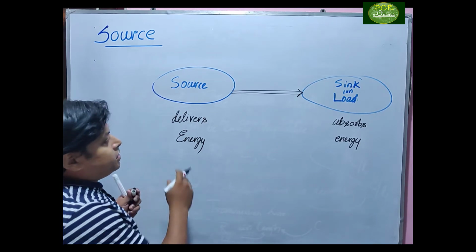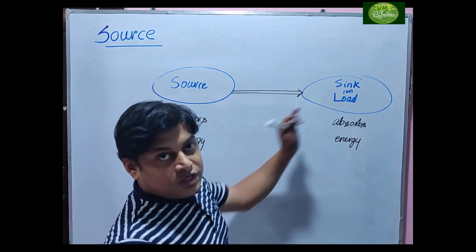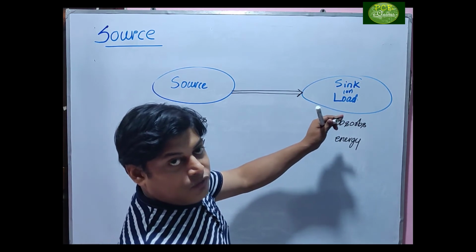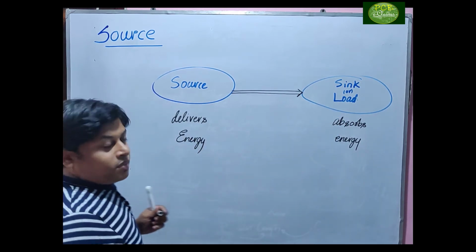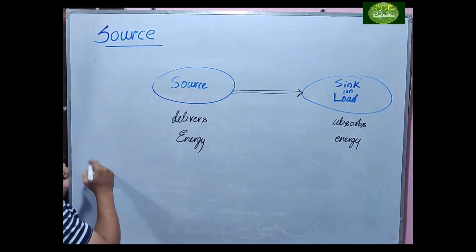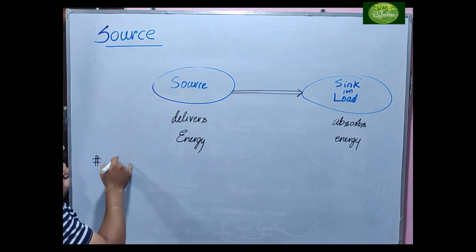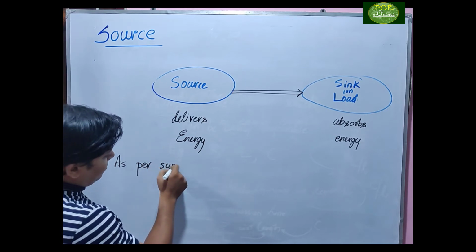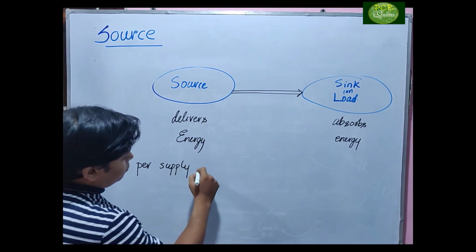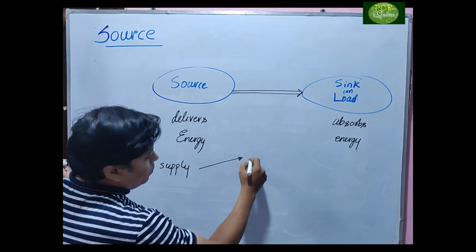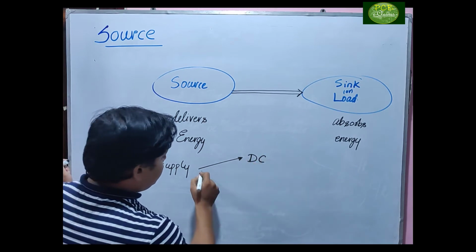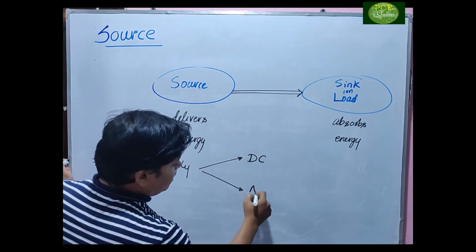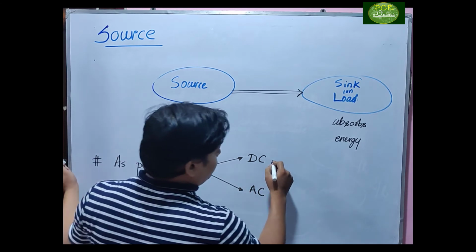Absorbs energy. So source delivers to the sink. Now, what type of sources are there? First one, as per the supply. As per type of supply, the sources are of two types. One is DC, another is AC. What is this one?